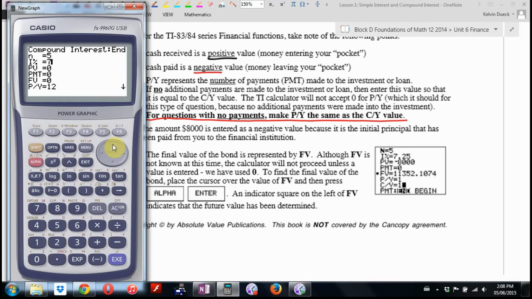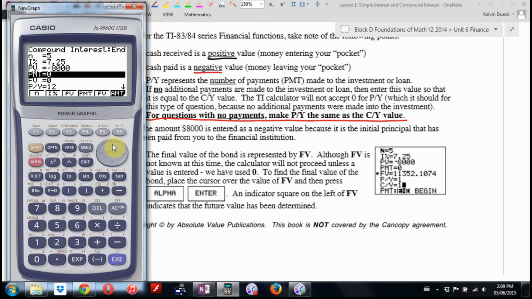The interest rate was 7.25%. Leave it as a percent. I think we put negative 8,000 here. Make sure you use a negative and not a subtraction sign. Why negative? Because the initial principal has been paid to me. It's cash paid out to me, or cash paid by the bank.